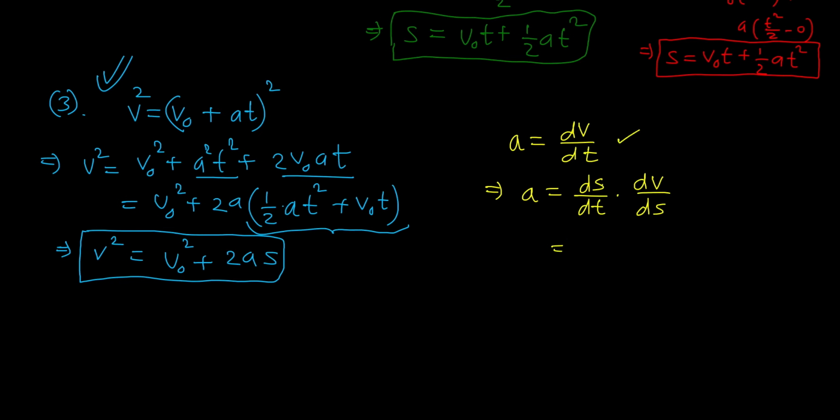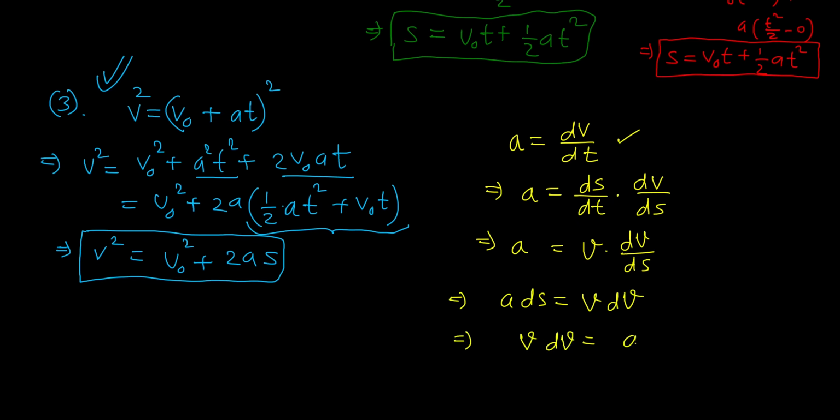Okay, so ds upon dt, this is the rate of change of displacement, which can be written as velocity v. The second term is dv upon ds, and on the left hand side you have a. Now we transfer this ds to the left hand side, so we can write a ds is equal to v dv, or reversing this equation, v dv is equal to a ds. Now we are going to integrate this equation.